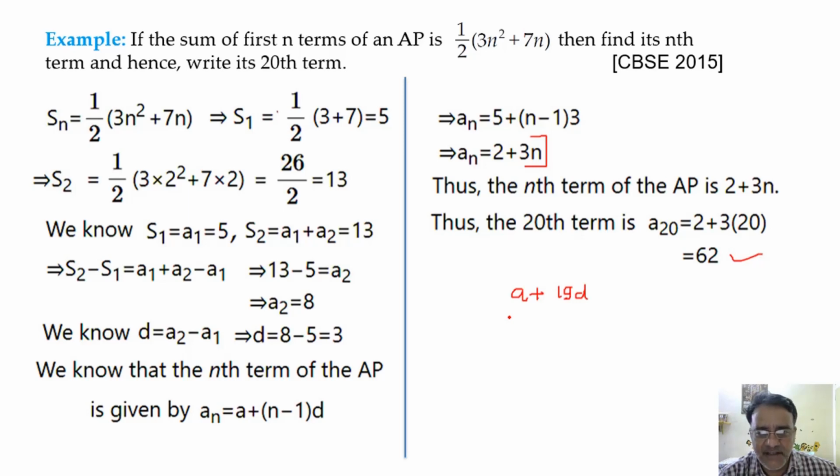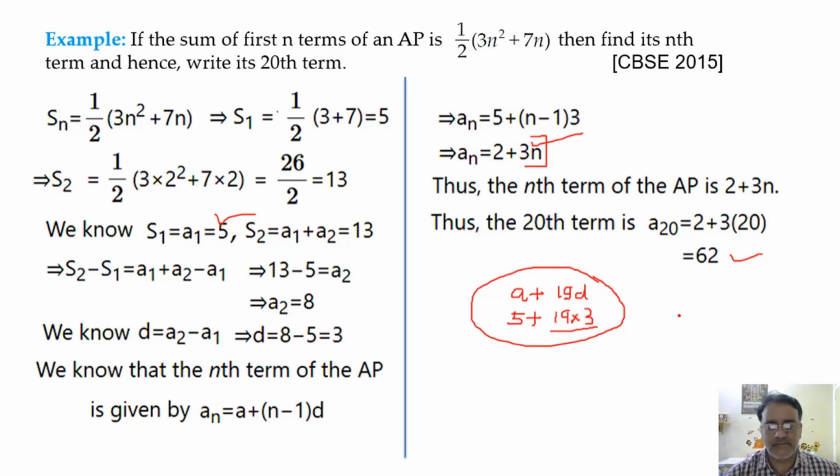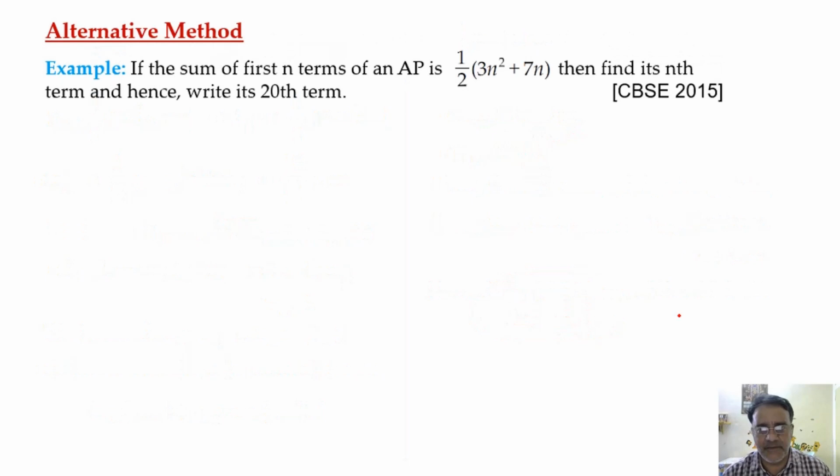Okay, A plus 19D. So what is the value of A? 5. So 5 plus 19 into 3, 57, plus 5, you will get 62. Okay, so directly you can substitute the value of n here, or you can use this formula also. Any doubt in this question? No, sir. Okay, now this question can be done by using another method.